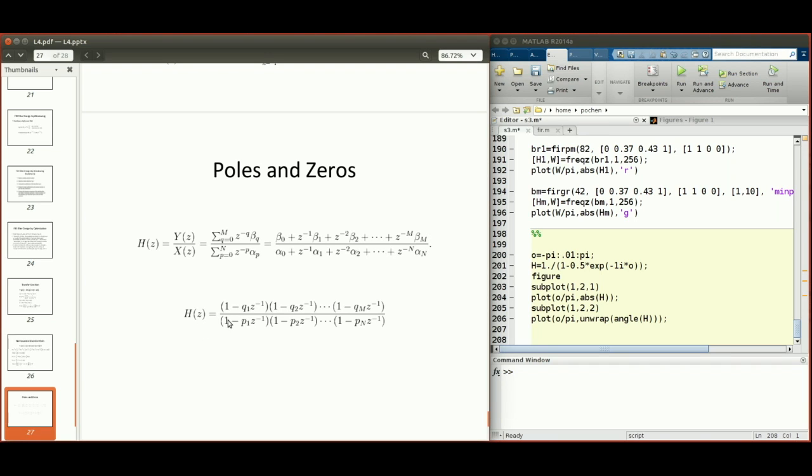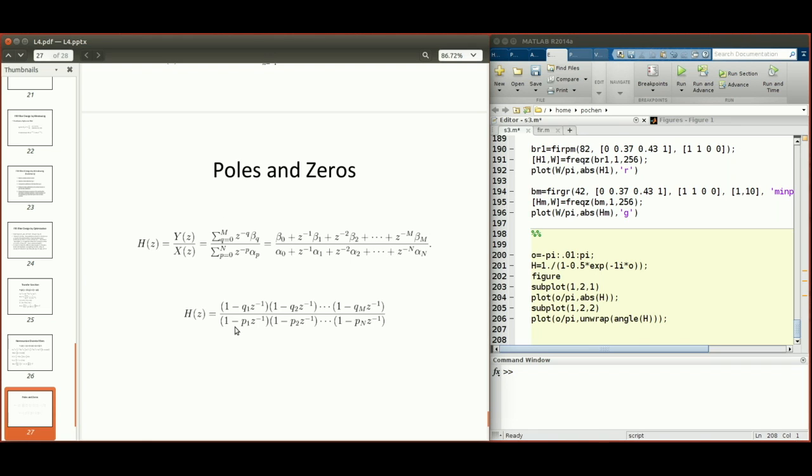Of course, the denominator also has roots. At those roots, if z to the minus 1 equals one of those p roots, the denominator becomes 0. So it's something divided by 0, and you get infinity. So at those roots of the denominator, the transfer function has a value of infinity. Those roots of the denominator are called the poles of the transfer function. Those zeros and poles become quite important when you try to design a filter based on the placement of the poles and zeros. Later on, we're going to look at how we can design filters by placing poles and zeros at different locations on a complex plane.